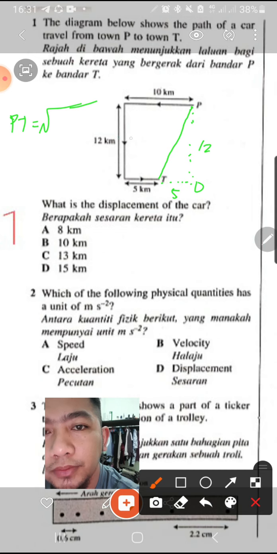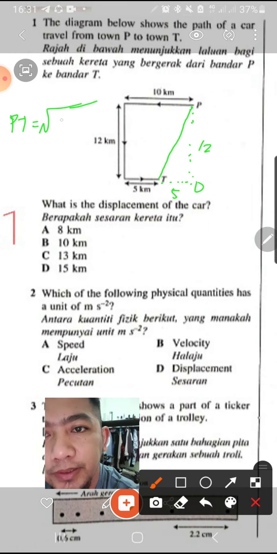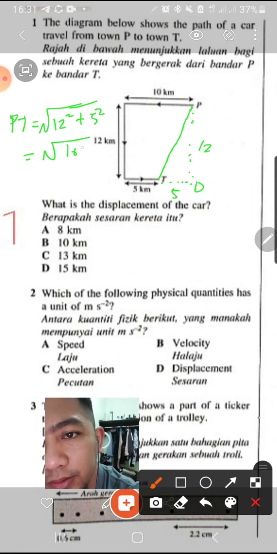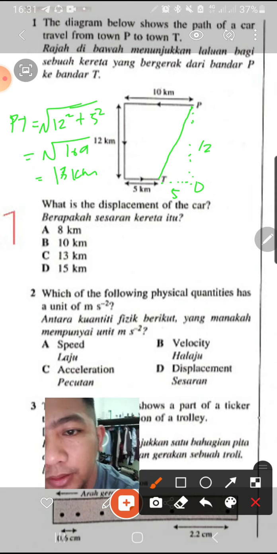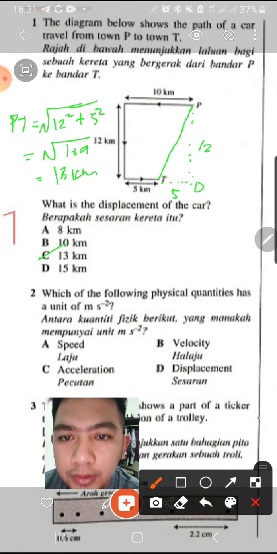Okay, square root of PO square plus OT square. Why plus? Because gradient, kan? So PO is 12 square plus 5 square. So 12 square 144, plus 25 is 169. So you akan dapat 13 km. So the answer is C. Okay, remember the definition of displacement.